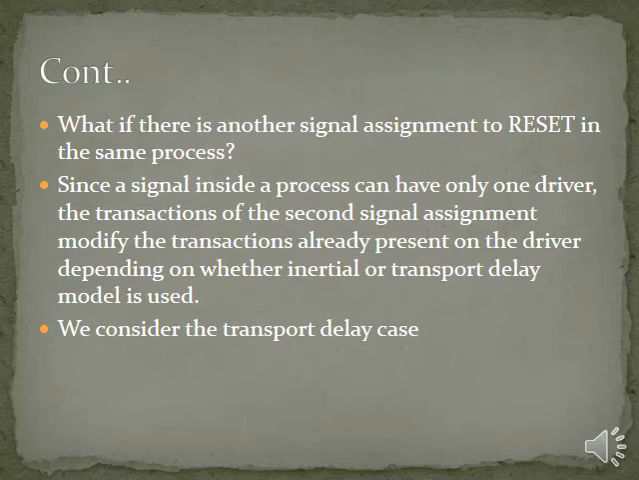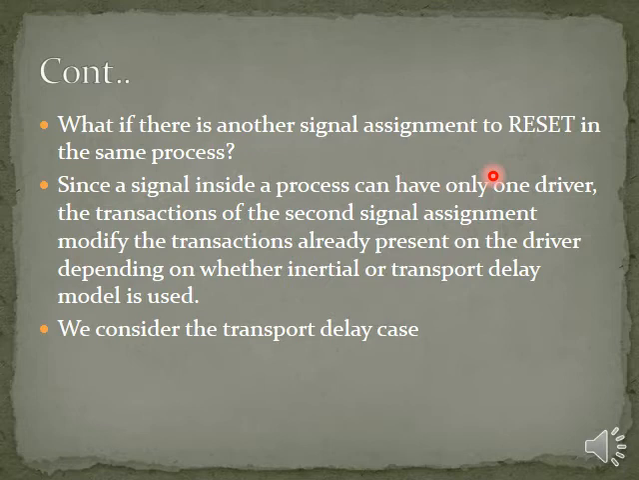And next, there is another signal assignment to reset in the same process. Okay, here what happens? Only one equation is given. That means only one signal assignment is there, and here only one signal assignment and signal variable is there. Correct? If we have given another signal assignment to the reset in the same process, then how should we get the output? That is the problem here.